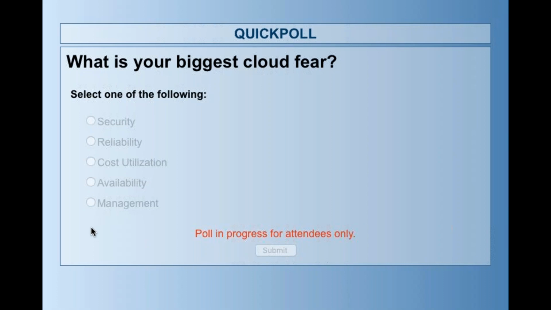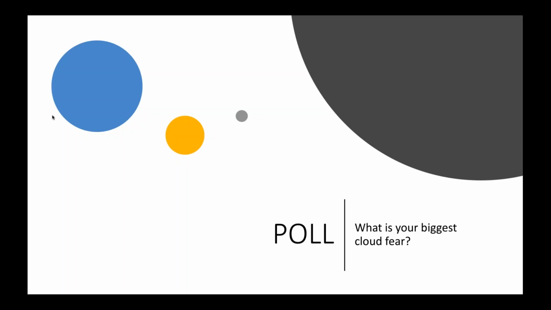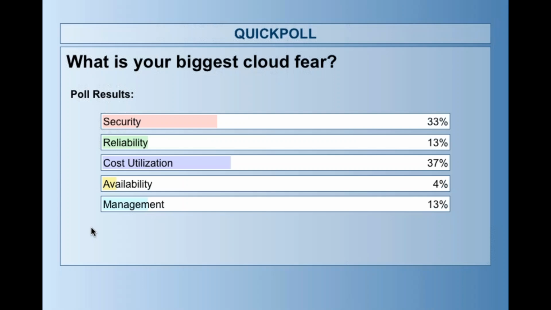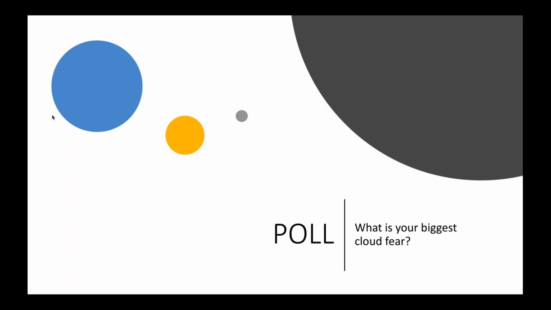All right, I'll close that down, share those results. So we have 37% said cost utilization, 33% said security, 13% reliability, 13% said management, and 4% said availability. So I find that really interesting.